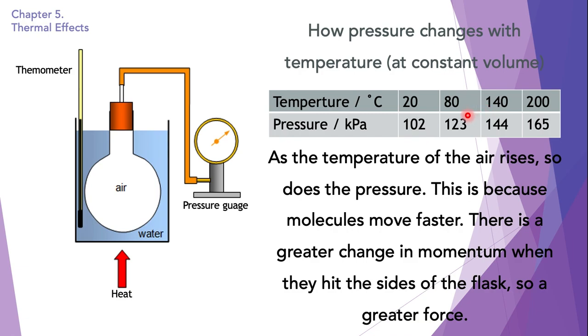When the temperature increased, the pressure also increased, and so on. When it was 80 degrees centigrade, the pressure increased to 123 kilopascals. And when it increased to 140 degrees centigrade, the pressure increased to 144 kilopascals. And when the temperature was 200 degrees centigrade, the pressure was 165 kilopascals.